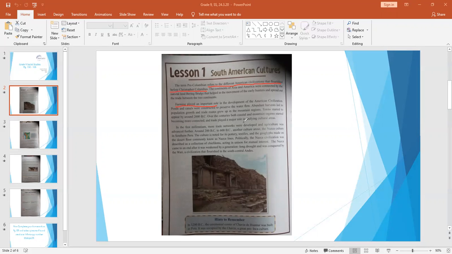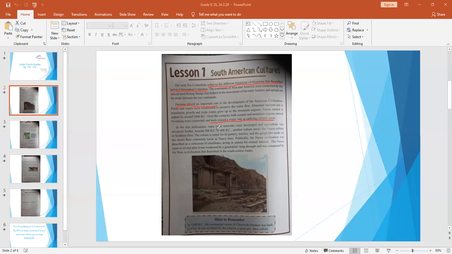unifying cultural areas. So here we see, in our previous lessons during the beginning of the year, we also discussed trade and what it was. So we see that trade played a major role in unifying cultural areas. In the first millennium, more trade networks were developed and agriculture was advanced further.